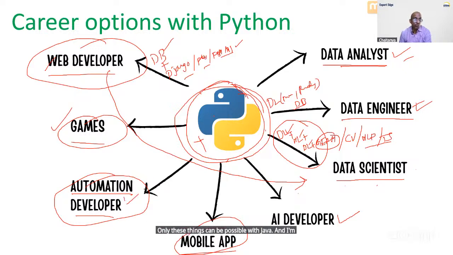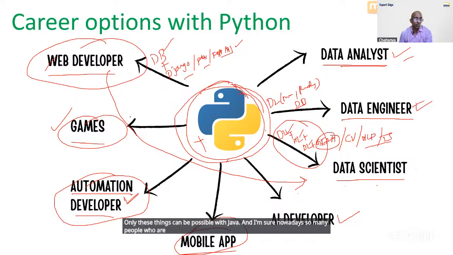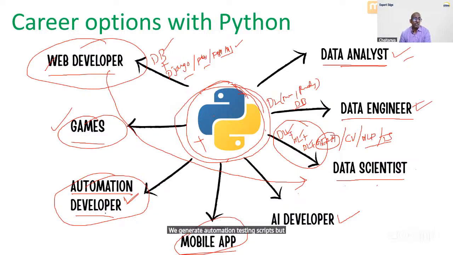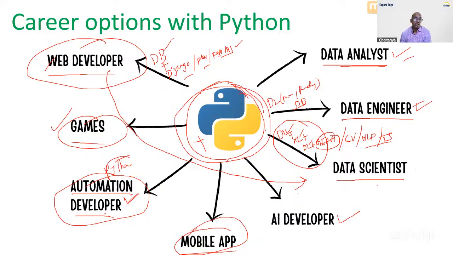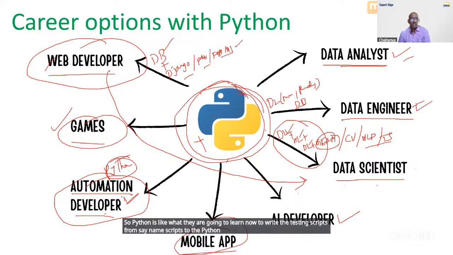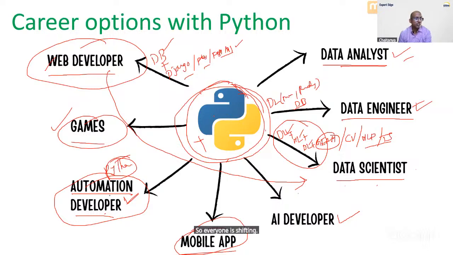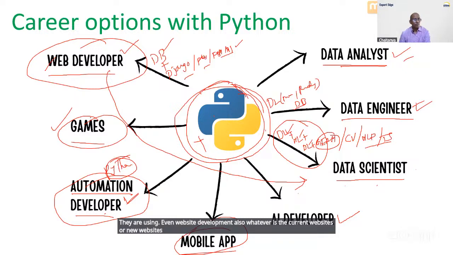And I'm sure nowadays so many people who are coming to my batches want to learn Python. When I ask why they are learning Python, they say, hey sir, actually we are a testing team. We generally need automation testing scripts, but nowadays my team leads are asking to write the testing scripts in Python. So they are going to learn Python now to write the testing scripts, moving from Selenium scripts to Python scripts. Everyone is shifting from the current technology to Python wherever they are using it. Even website development, whatever the current or new websites they are developing now, they are preferring Python only.